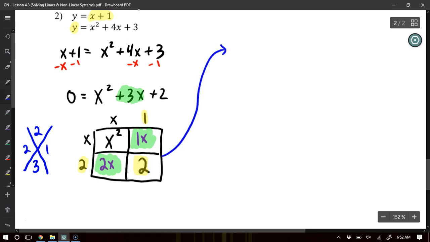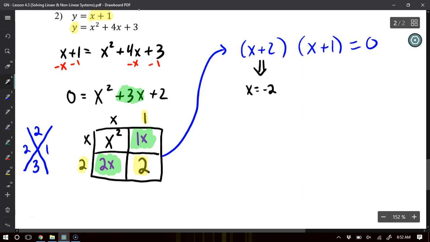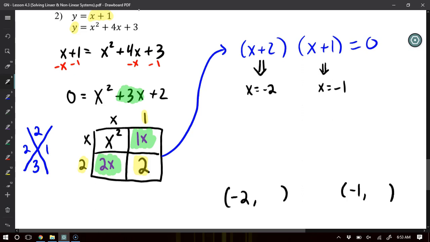So I'm going to write them down now. I have x plus 2 times x plus 1 equals 0. Now that's factored. Set each one equal to 0. X equals negative 2 and x equals negative 1. Those are two x values for points of intersection. You're going to have a negative 2 comma something y, and a negative 1 comma something y. We don't know yet, but we know we have two solutions.